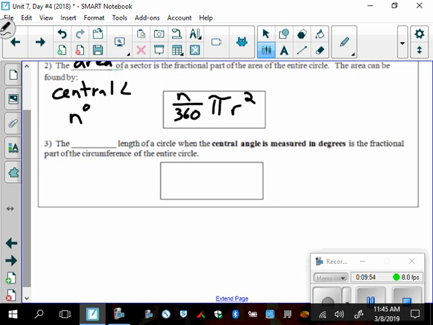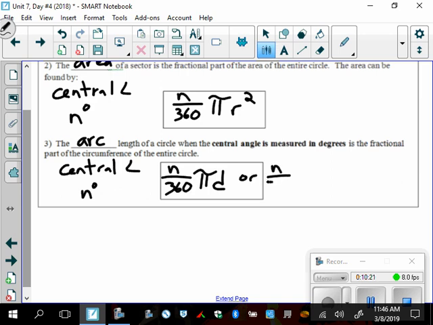Now, this is a little confusing. So now we're going to do arc length. We've measured arcs in degrees, but now we need to know how many degrees converts it into inches, feet, miles, etc. So I'm going to put pi d here. So again, my central angle is n degrees. I do n out of 360 times pi d, or n out of 360 times 2 pi r. So you just have to remember the n over 360 part, you multiply it.